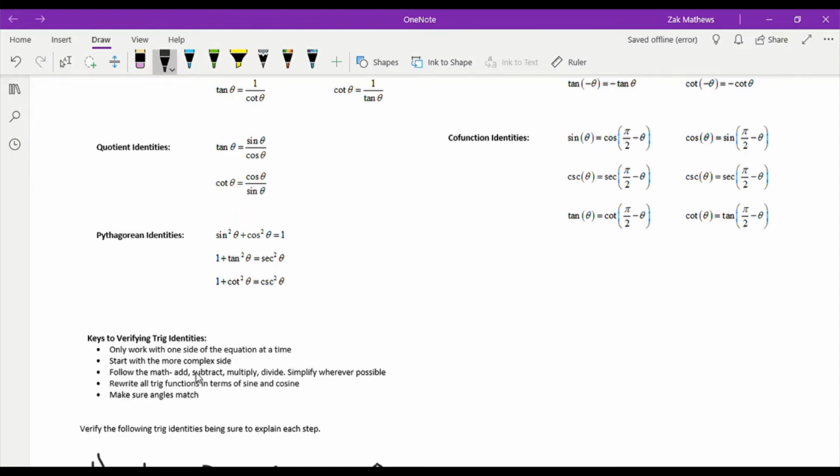We just want to follow the math, and this is my way of saying anytime we see addition, subtraction, multiplication, division, exponents, square roots, anything that we see that we can do, we want to do that. Simplify wherever possible. Follow the math.